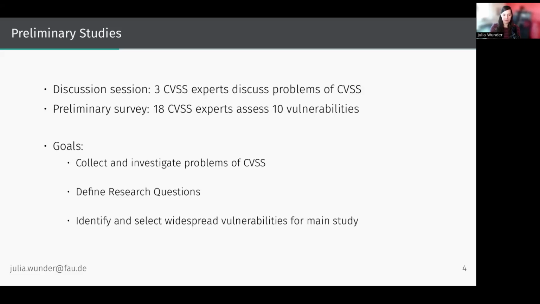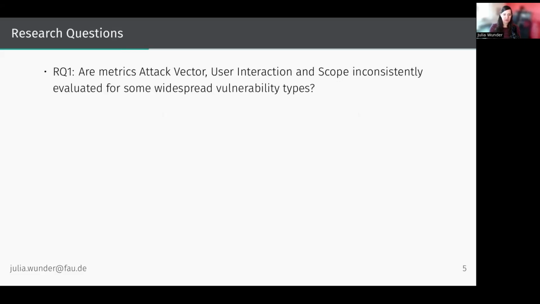So coming to the research questions, our first research question is, are the metrics attack vector, user interaction, and scope inconsistently evaluated for some widespread vulnerability types? In our paper, we focused on these three metrics, and these three were the most problematic ones according to the preliminary studies.